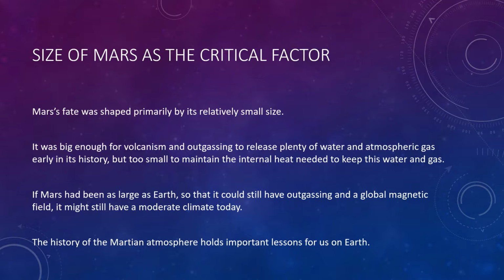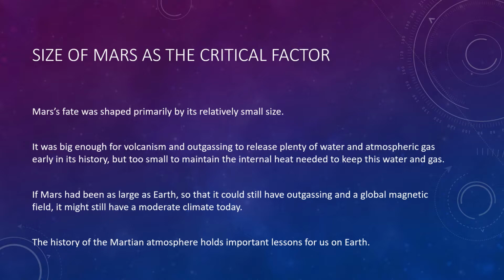If Mars had been as large as Earth, so that it could still have outgassing and a global magnetic field, it might still have a moderate climate today. Mars's distance from the Sun helped seal its fate, though. Even with its small size, Mars might still have had some flowing water if it were significantly closer to the Sun, or the extra warmth could help melt the water that remains frozen underground and at the polar caps.